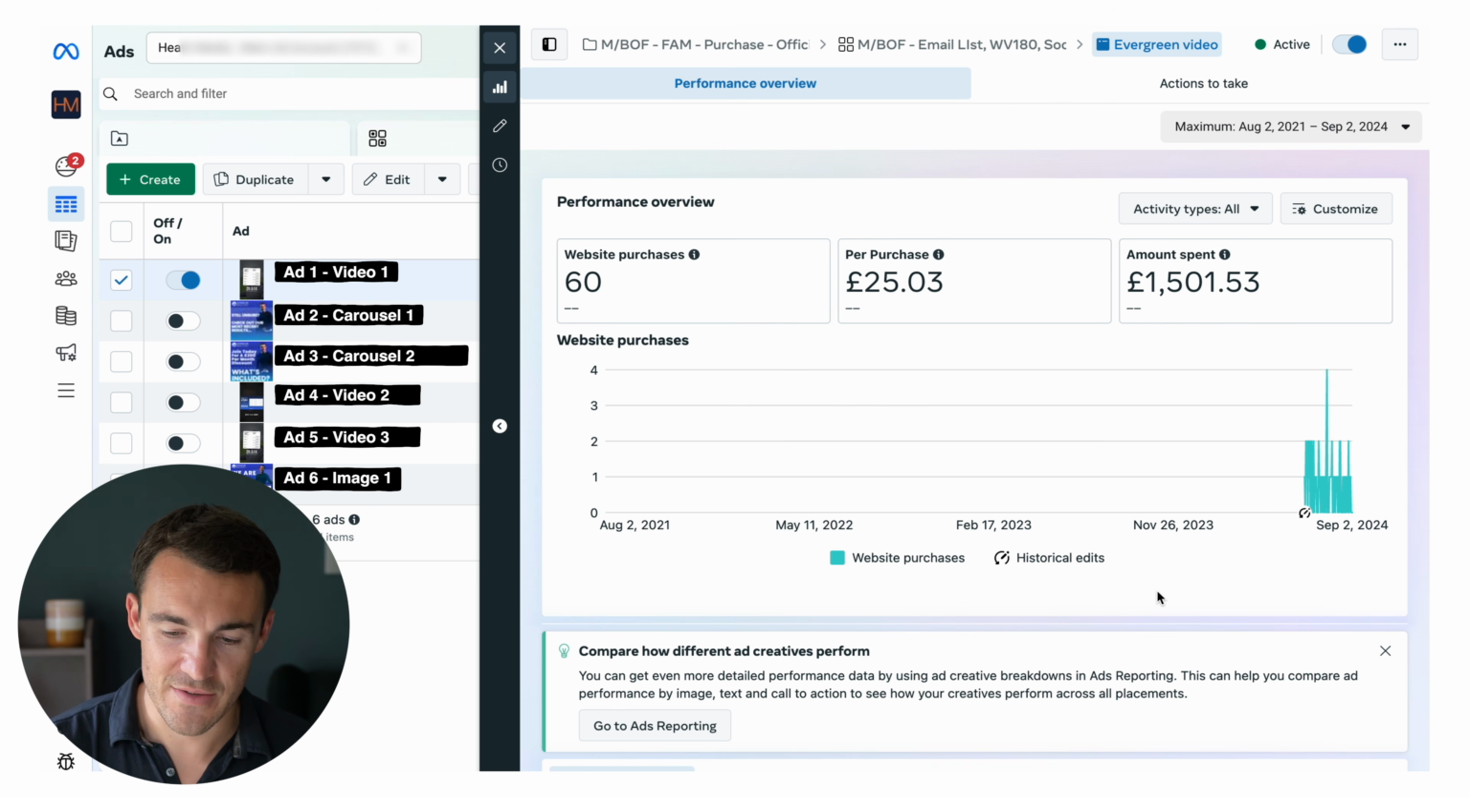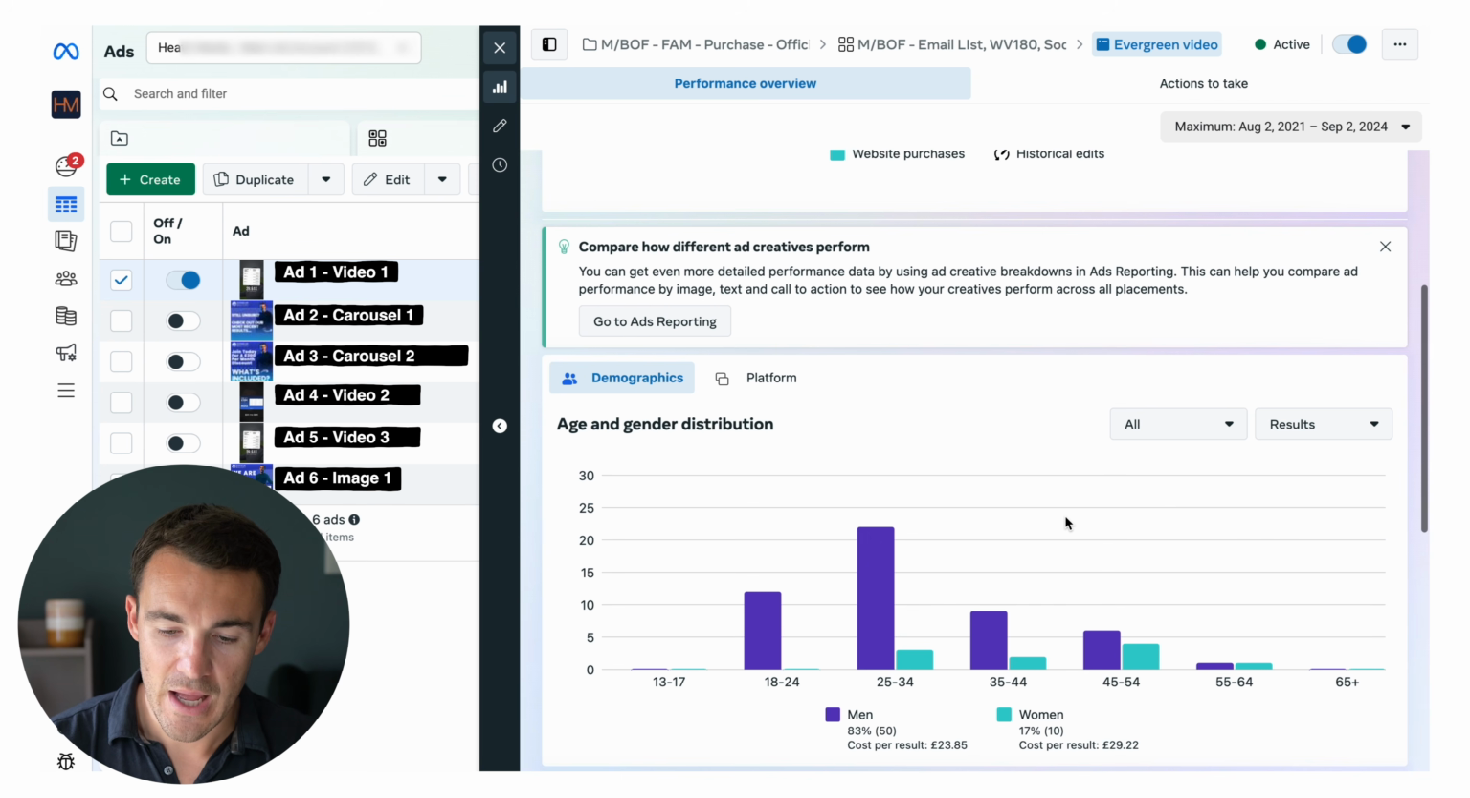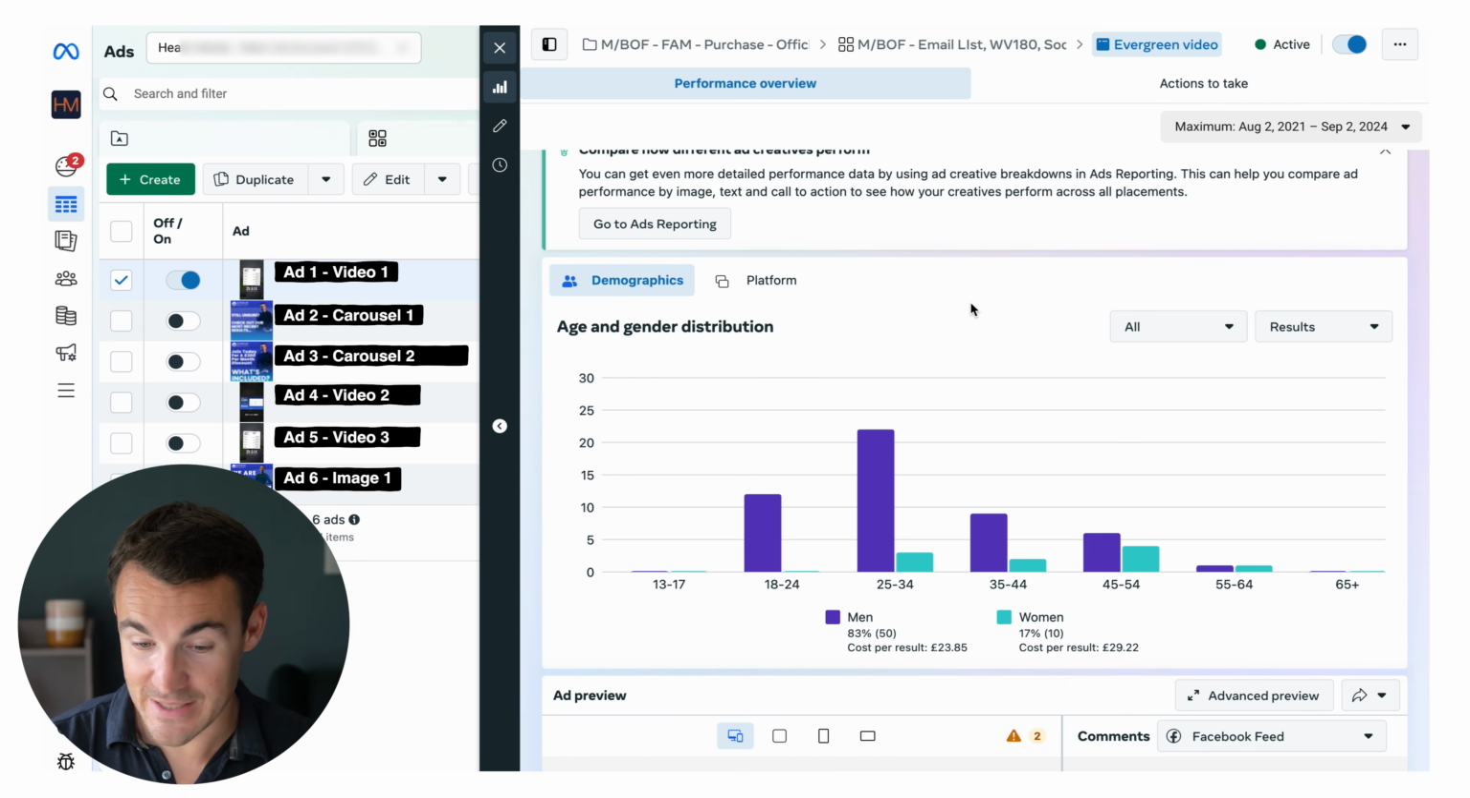So you can see it's a relatively short time frame this is run for. And then we can go down and see some really interesting demographic data. So you can see that advertising this Facebook Ads Mastery offer, it is 83% male, which is really quite high. And the cost per result was better advertising to men.